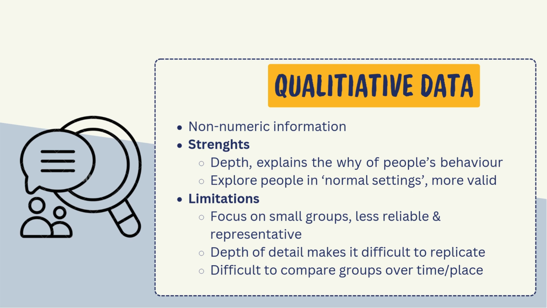So, on the other hand, qualitative data is non-numeric information, and the strengths are that, unlike quantitative data, it does have depth and it does explain the why of people's behaviors, and it usually tends to explore people in a more normal setting, so it's more valid. What I mean by normal setting, for example, is if you think of interviews, so if you have a standardized interview, a closed question interview, a really structured one, respondents are not allowed to answer freely as they usually would. They're only given a pre-coded set of questions that only have certain answers. That's kind of like an artificial setting.